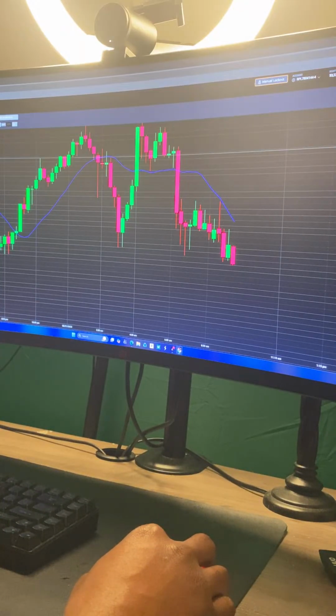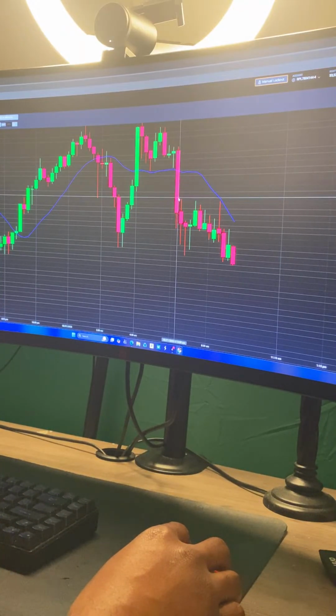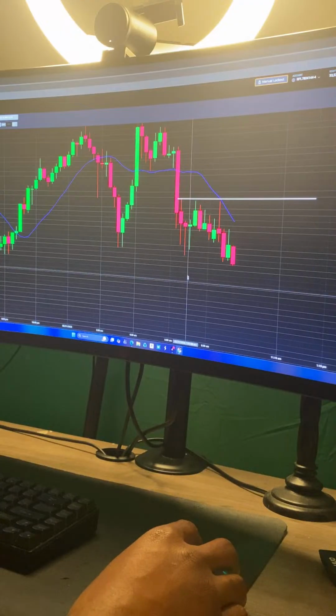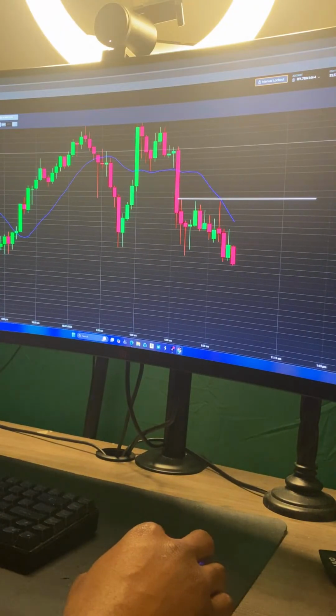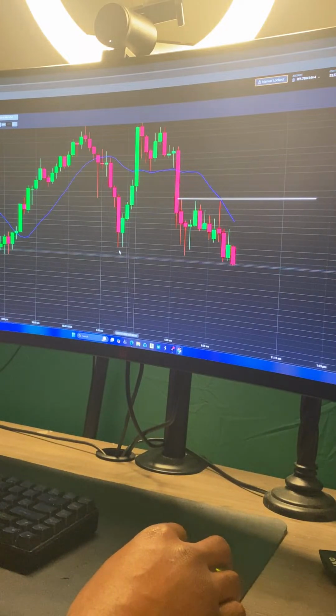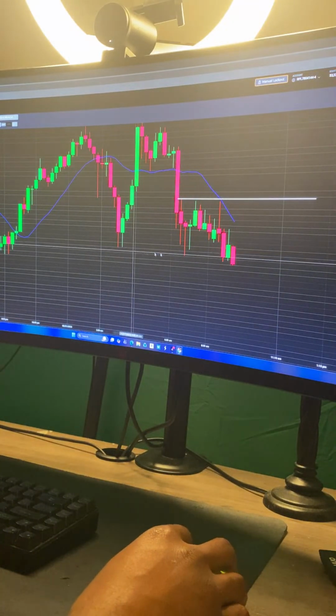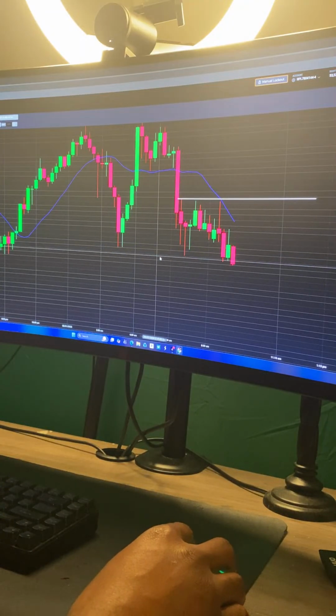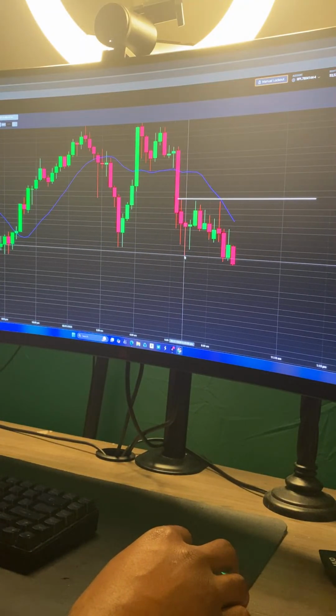So boom, horizontal line. Here's my ceiling right here. What are we going to do? We're going to draw the ceiling. Boom. Where's my floor? Forget the way it's trending. Where's my floor? It's in here. Or we can do one better. Let's go lower because it's right here.